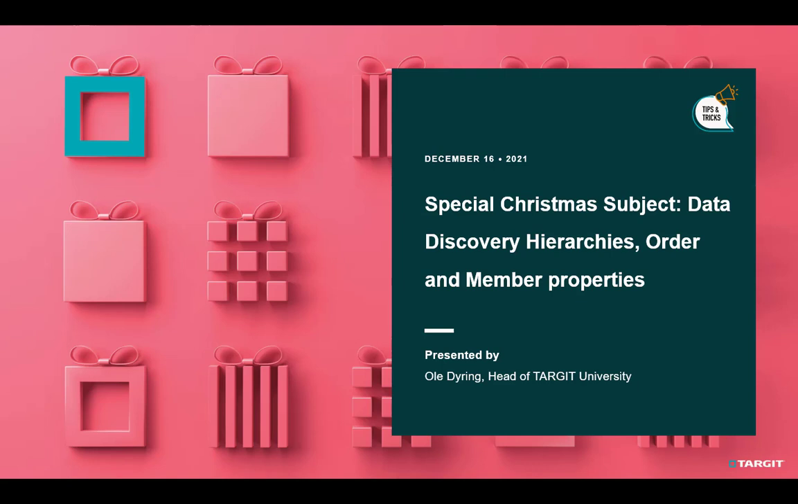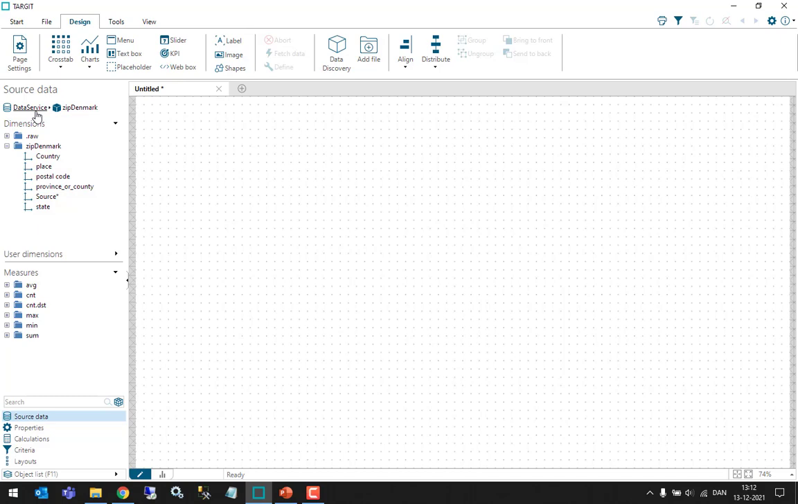Today is December 16 and it's about data discovery, hierarchies, order properties and member properties. Here I have a small data service or data discovery cube. It's actually some zip code information about Danish locations, and we got these attributes.